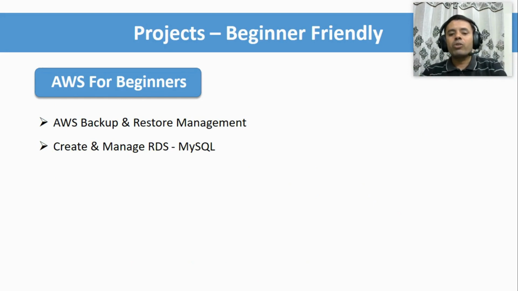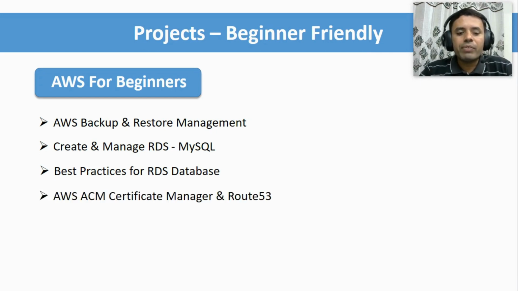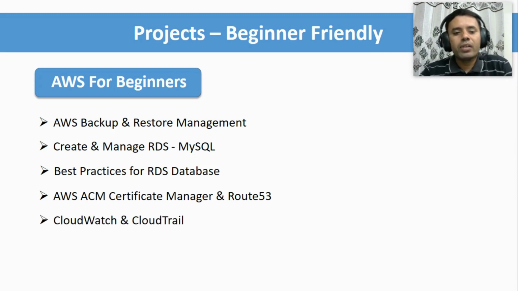Then we will see the important topic RDS, the AWS managed database service, and the best practices to follow for RDS databases. We will see the details in a separate session. As of now, I'm just explaining the topics I want to cover in this playlist for AWS. Then we will see the Certificate Manager AWS service, and the Route 53 DNS service: how to create a domain name and manage the record entries.